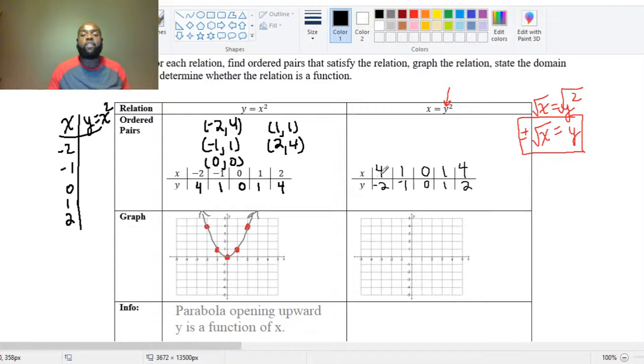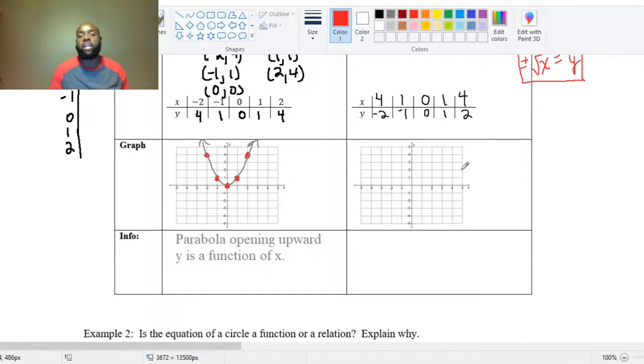Now, I've got to be careful here. It's still 5 ordered pairs, but it may not look as nice as the other graph. So let's go ahead and graph these. I have the point (4, -2), so I go right 4 and down 2. I have the point (1, -1), so right 1 and down 1. I have the point (0, 0). I have the point (1, 1). And I have the point (4, 2).